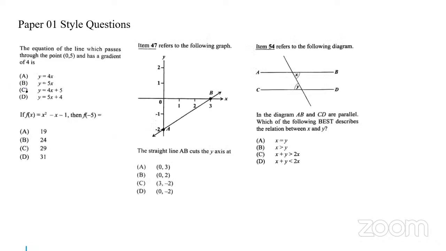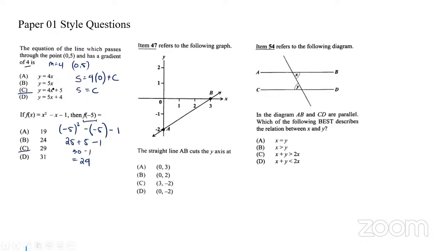Okay, right, 4 and 5. Item 47: straight AB cuts the y-axis at... All right, so basically they're just asking for the y-intercept. So all you need to do here is identify your y-axis, which is right here, and where the line cuts it, which is at -2.